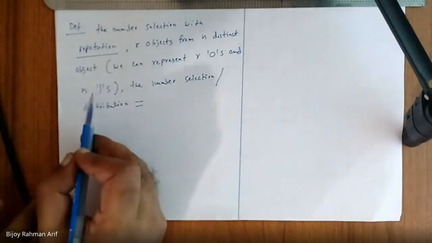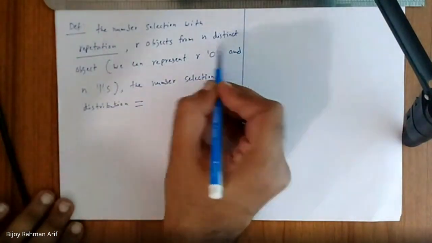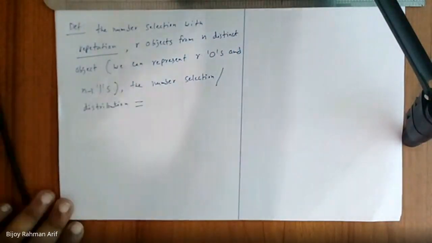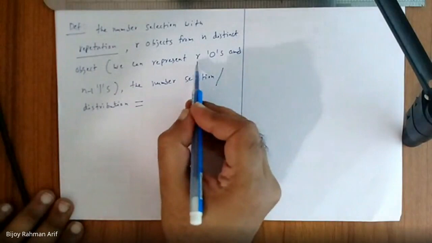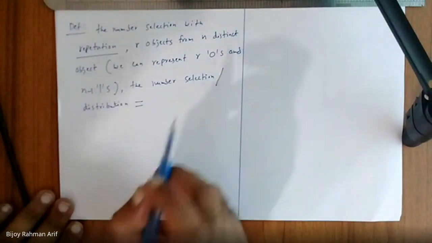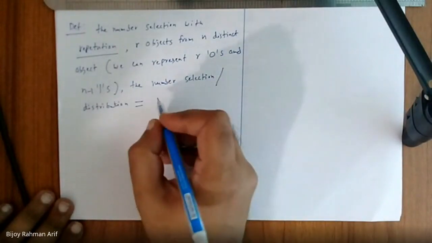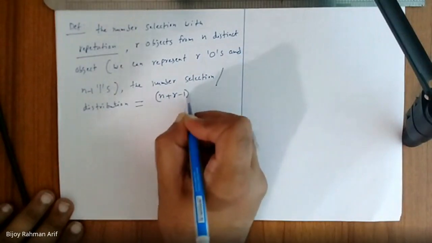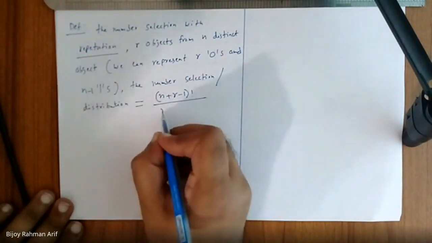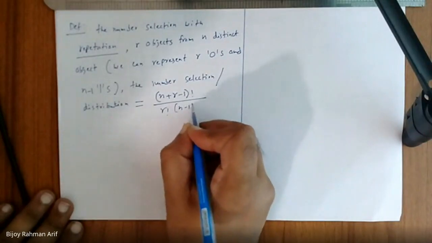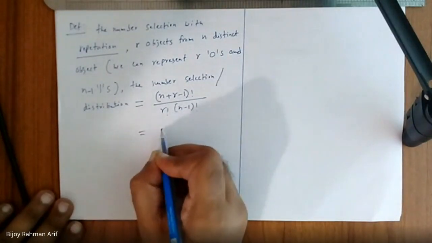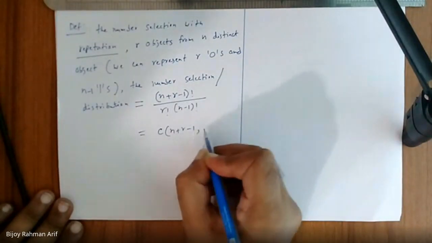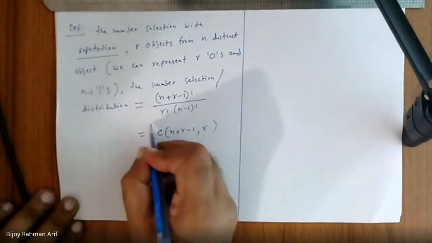So, for n distinct objects, I require n minus 1 sticks, and for r, I need r balls. So this is nothing but (n plus r minus 1) factorial divided by r factorial times (n minus 1) factorial. This is nothing but C(n plus r minus 1, r). So, this is the answer.